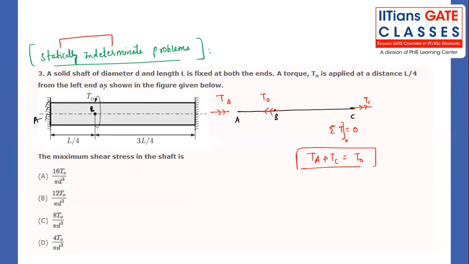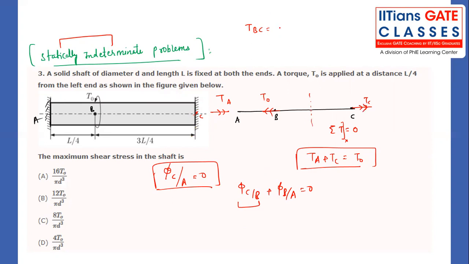With the help of the static equilibrium equations, we cannot determine the values. We need an additional equation. The additional equation is that the total angle of twist of C with respect to A has to be 0. That means phi C with respect to B plus phi B with respect to A has to be 0. Phi C with respect to B is what? What is the torsion in the BC member?